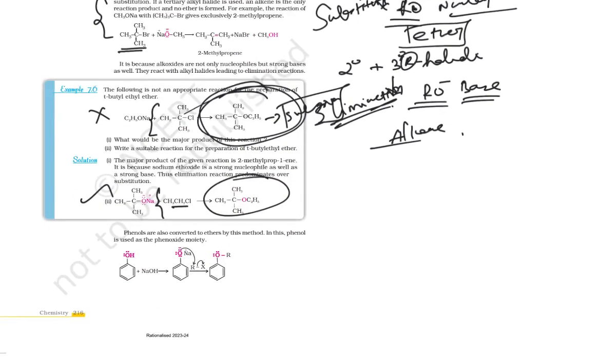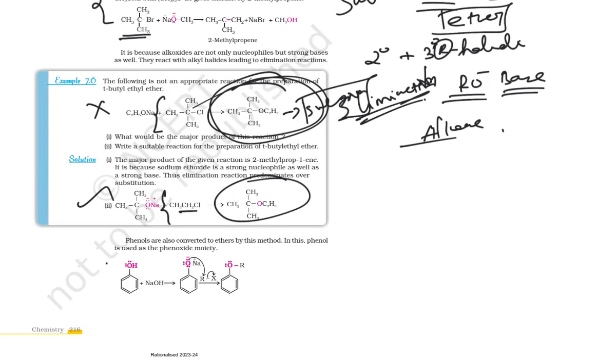Clear? Next I am taking the alcohol, which I convert into alkoxide, and now the alkyl halide. So the alkyl halide and alkoxide react together, and there is a formation of ether.